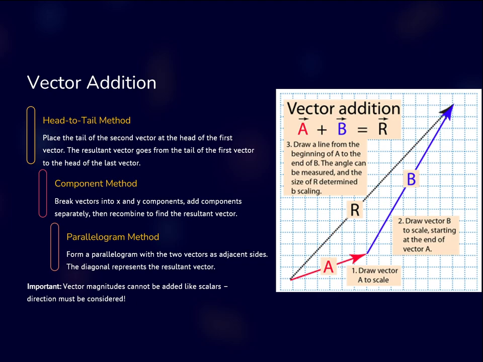There are several methods. There's the head-to-tail method, where you line up vectors end to end. There's the component method, where you break vectors into parts that go along the x and y axes and then add those separately. And then there's the parallelogram method, where we use geometry to build a parallelogram and find the diagonal. These methods all consider direction. That is the key difference between adding vectors and scalars. Vector math is directional math.